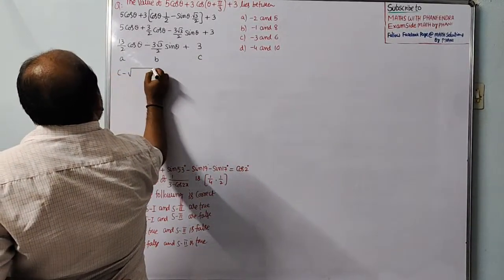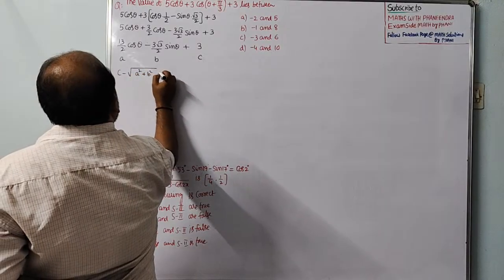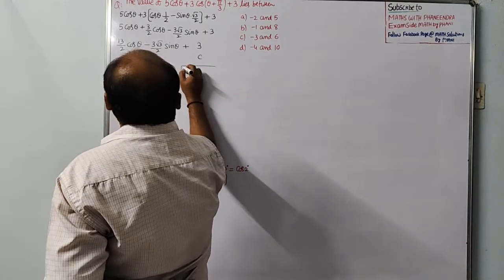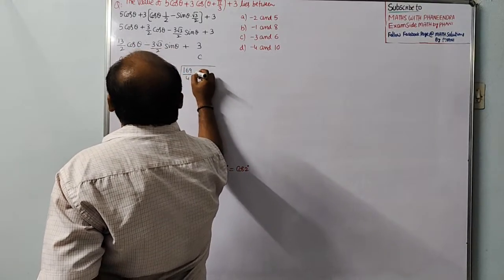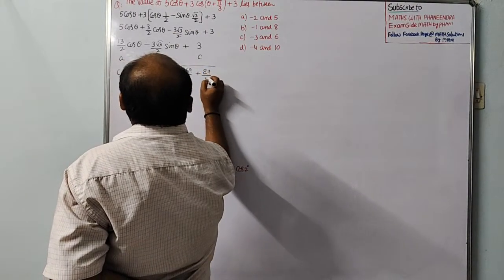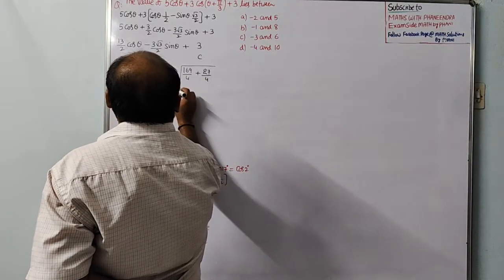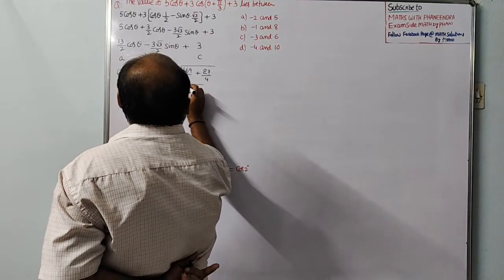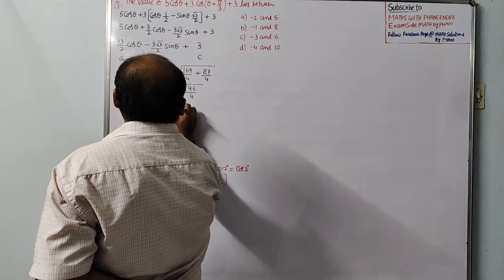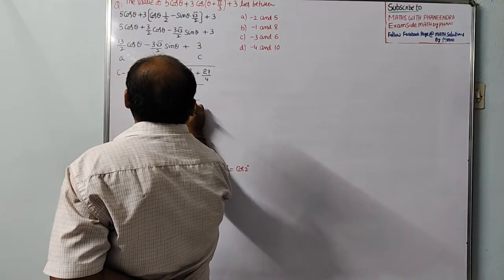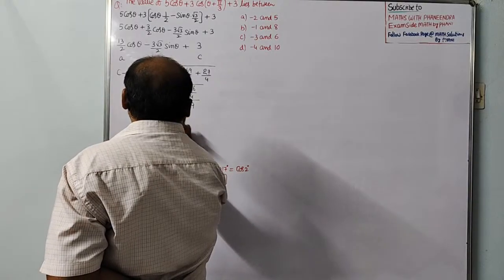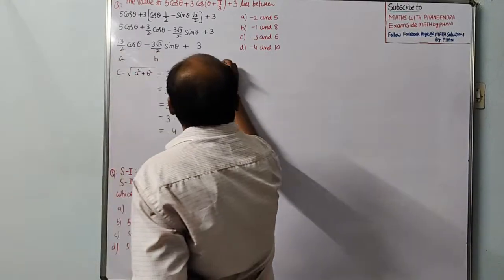C minus root over A square plus B square. So 3 minus root over A square means 169 by 4 plus 3 root 3 whole square means 27 divided by 4. 3 minus root over 196 divided by 4. So 3 minus root, 4 4s are 16, 4 9s are 36. So 3 minus 7, which is equal to minus 4.